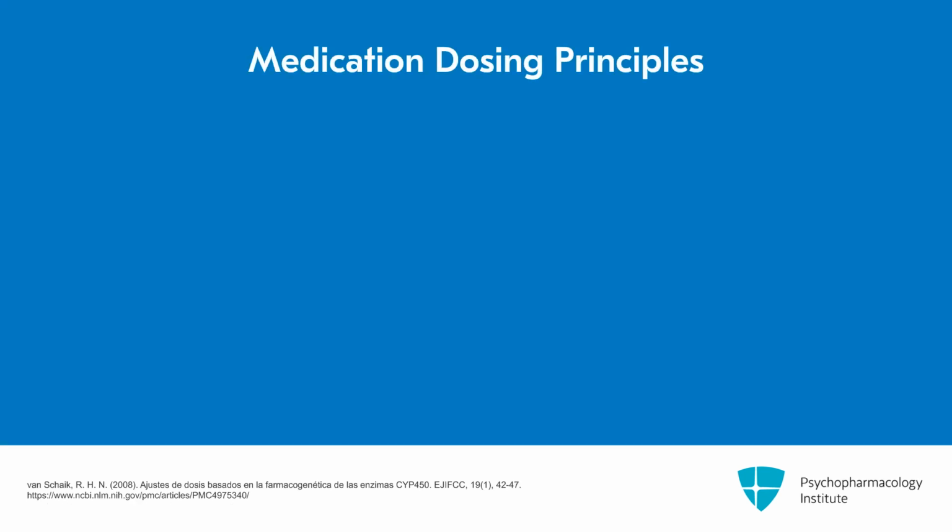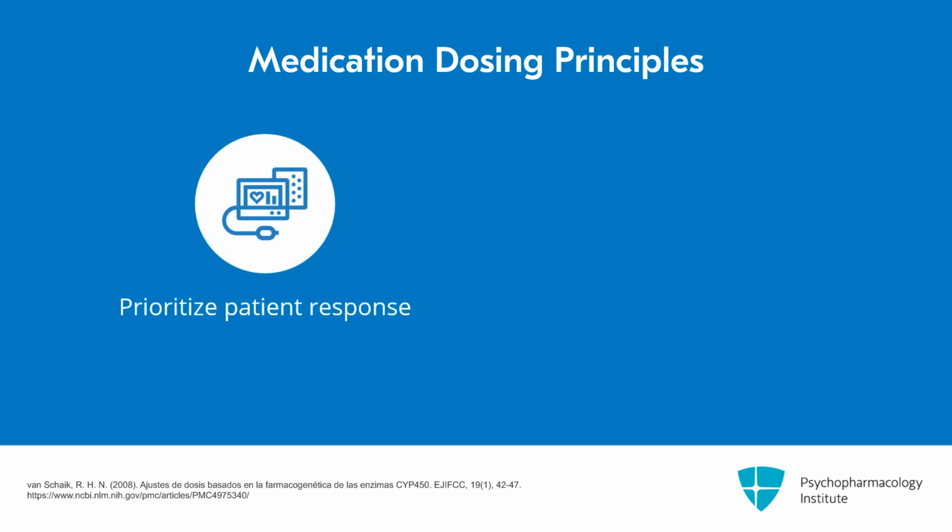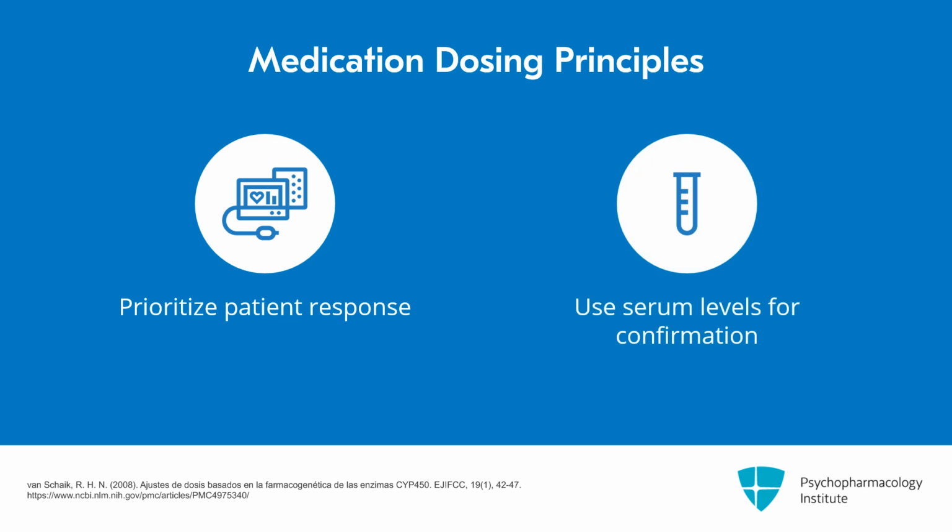Those numbers are just rough estimates. Many other factors besides pharmacogenetics influence drug effects, so the more important rule here is to dose based on your patient's response. And if you're in doubt and need some more confirmation, you can check a serum level of most psychiatric medications. Let's summarize the key points for this talk.